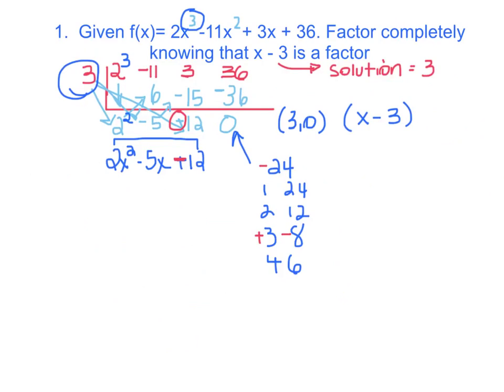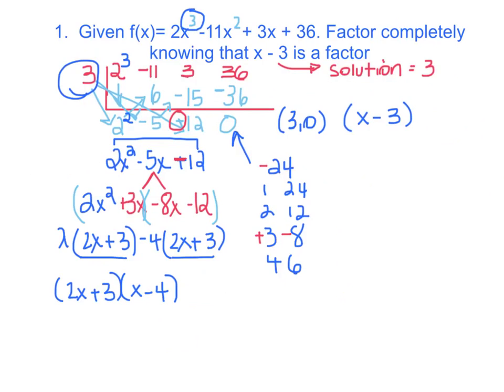I'm going to split the middle. So I'm going to write the 2x squared first. I'm going to split the middle into plus 3x minus 8x minus 12, and I'm going to factor by grouping. This would be the result of factor by grouping, but don't forget that this is also a factor of this polynomial, so I need to bring it down with my answer, and this would be completely factored.